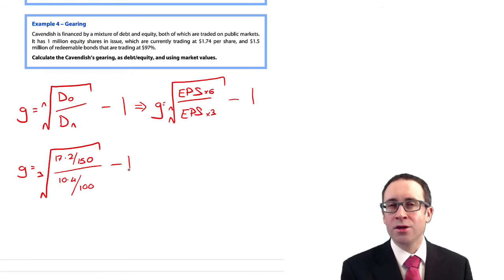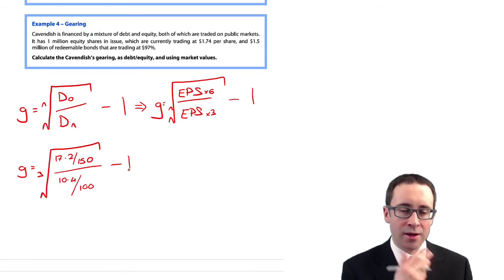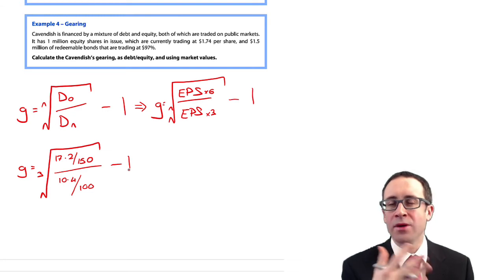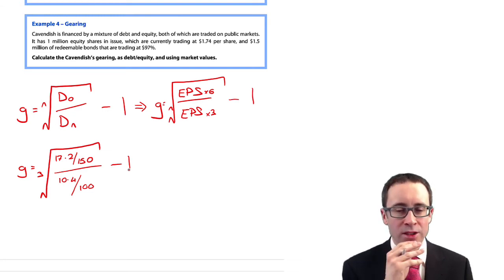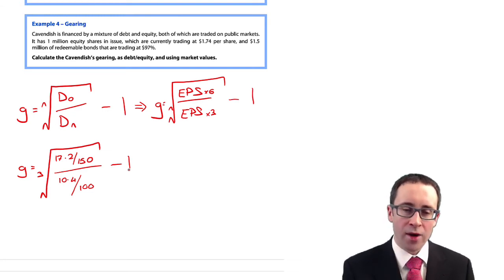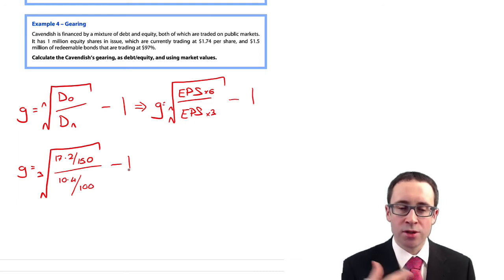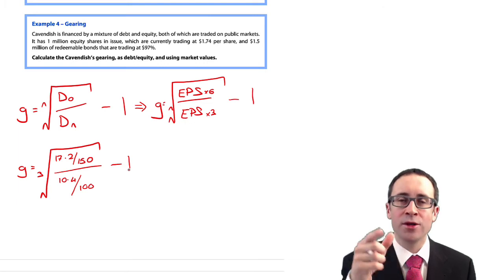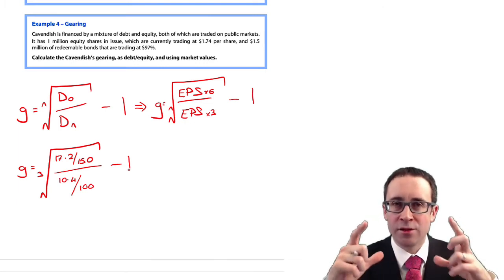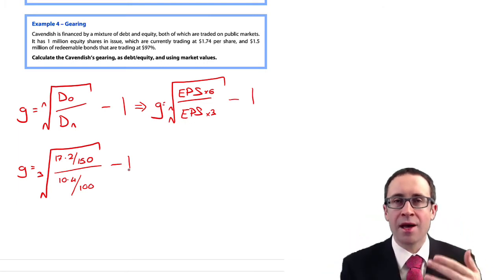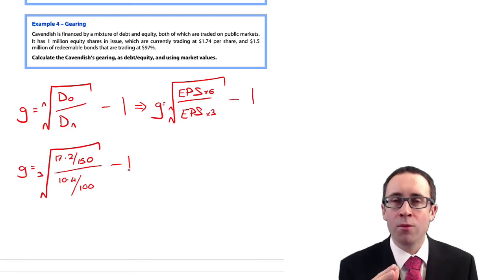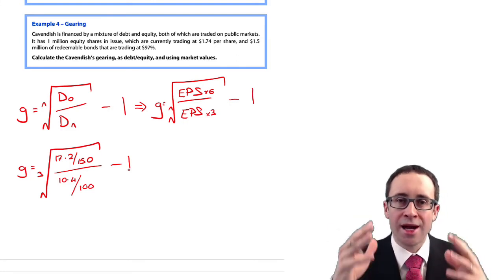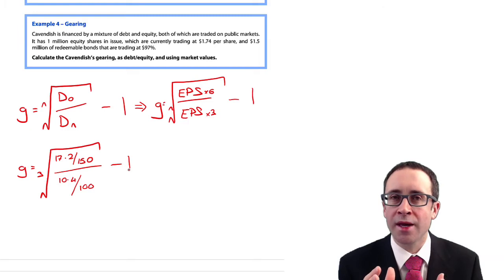It's tricky to use your calculator, so hopefully you're happy using it now, because you've done similar calculations previously in F2. The way in which I'd do it is I'd do the 17.2 divided by the 150, get that on your calculator. I then do divide and open a set of brackets and do 10.4 divided by 100, close the bracket and then press equals.